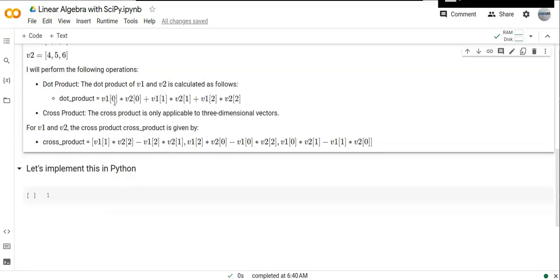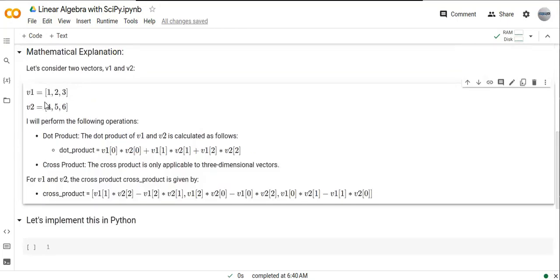V1 index 0 multiplied by V2 index 0. For example, 1 multiplied by 4, plus 2 multiplied by 5, plus 3 multiplied by 6. This is called the sum of element-wise products, and the result is a scalar value, one value only.